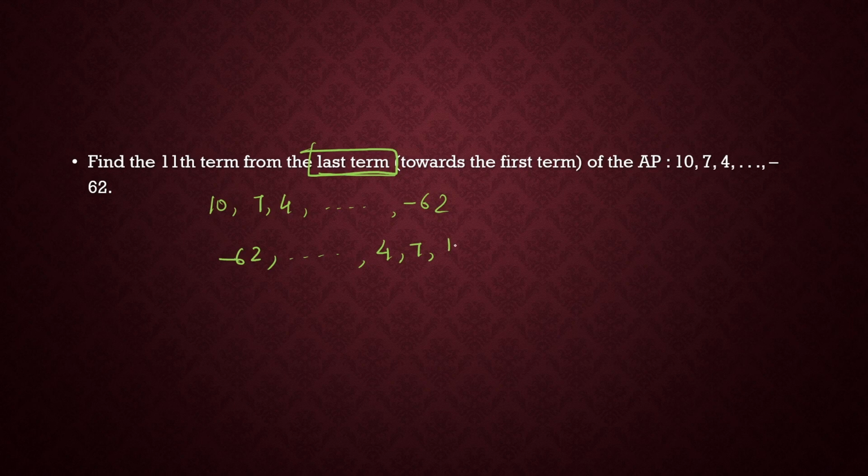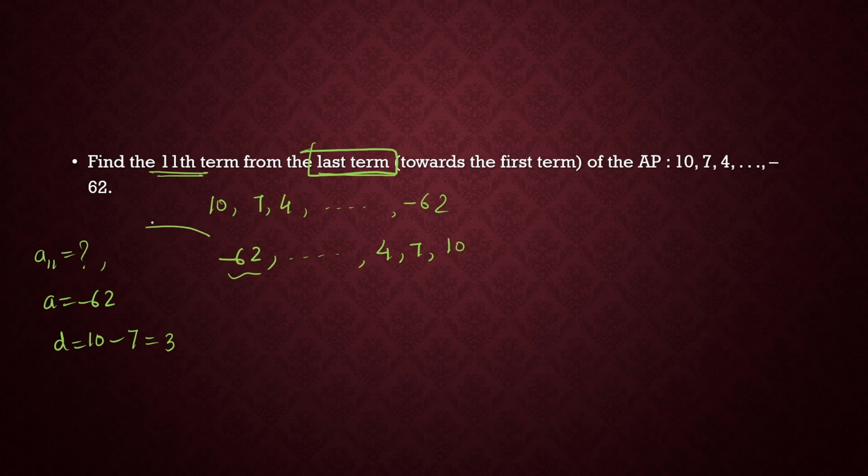4, 7, 10. Now just treat it like a common question. The normal question, they've asked you to find the 11th term. A11 is how much? Okay. Very simple question. So what's the value of A? It's minus 62. And what's the value of your common difference? It's 10 minus 7, that's equal to 3.